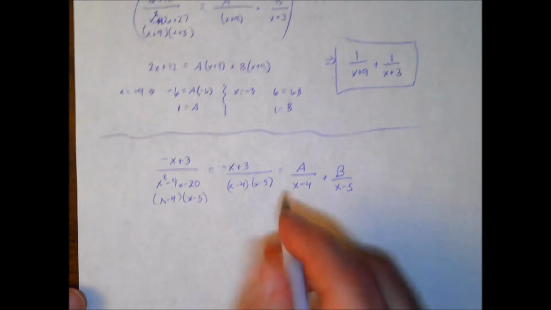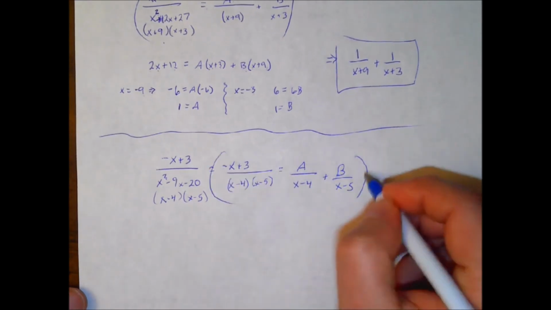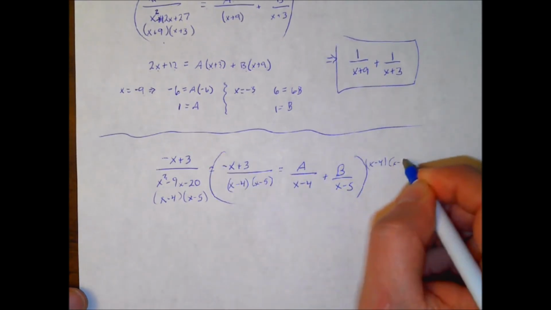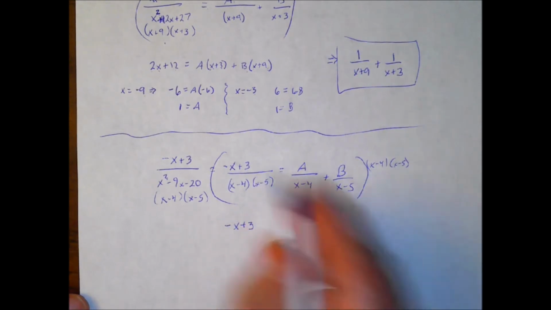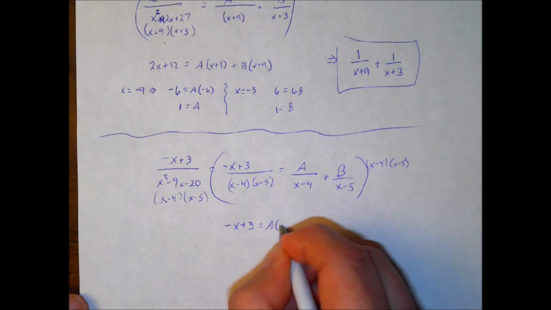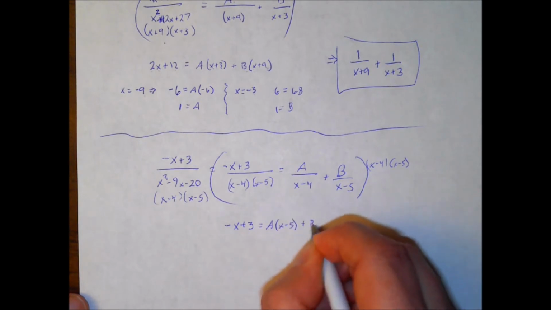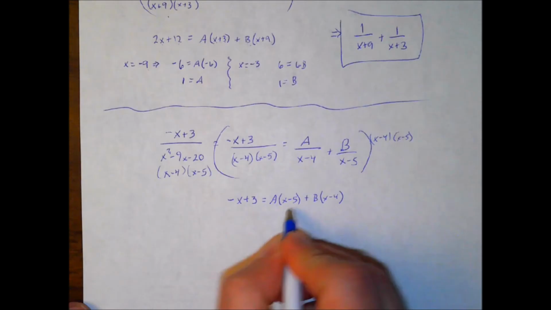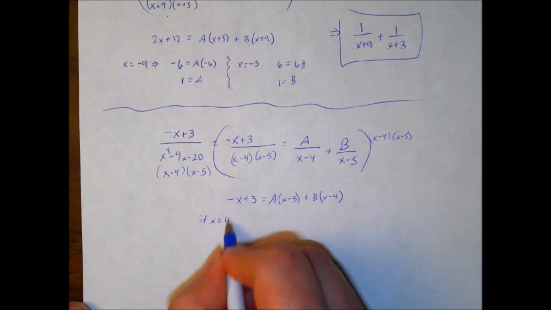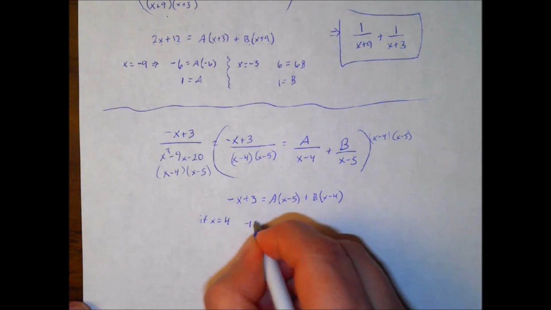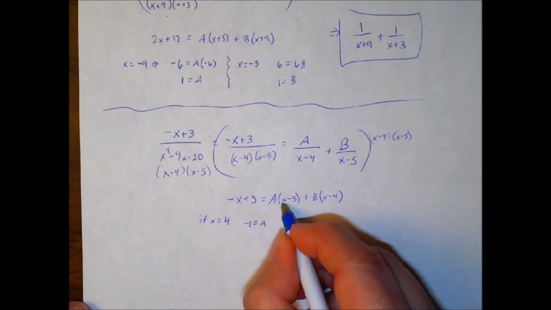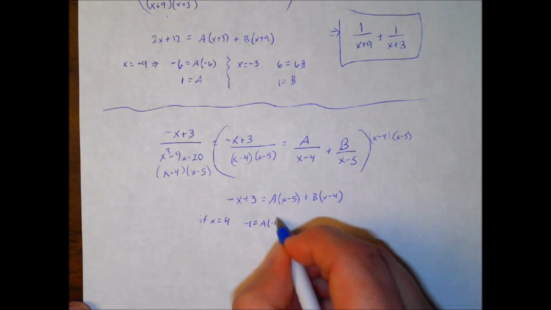So I'm going to take this and multiply it by x minus 4 and x minus 5 to get rid of the denominators. So I know that negative x plus 3 is equal to A times x minus 5 plus B times x minus 4. To make one of these 0, let's say x is equal to 4. When I plug 4 in for x, -4 plus 3 is -1. And we have A times 4 minus 5, which would be -1, and this would be 0. So when I solve this, I get A equals 1.